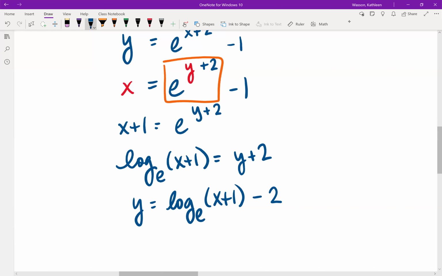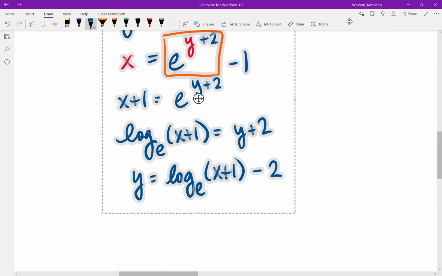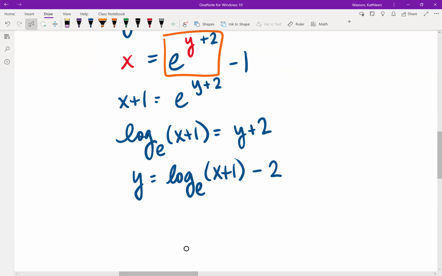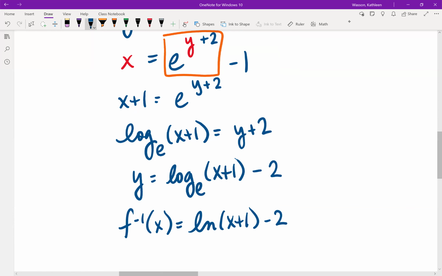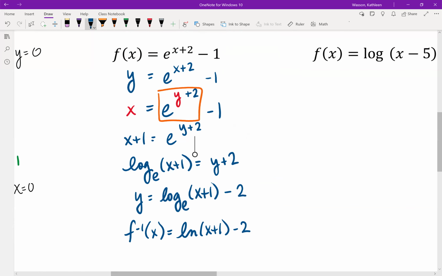This minus 2 is at the end, so I have an h. I have a k here. And so my inverse of f of x is equal to natural log of x plus 1 minus 2. If I were to graph my original equation, I could see an asymptote at y equals -1. When I look at my log equation, I should see that there's an asymptote at x equals -1.